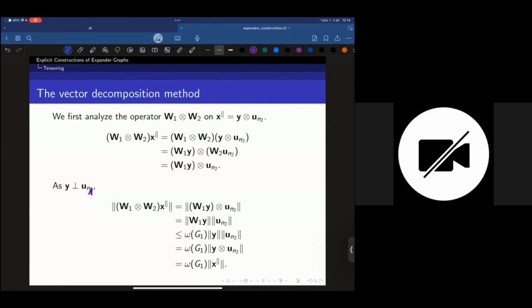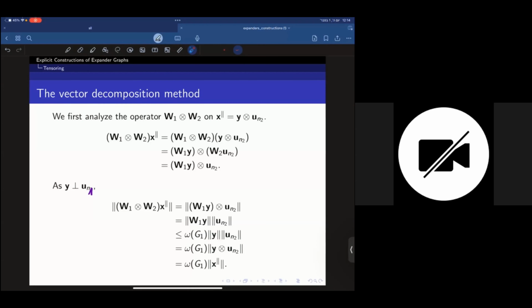Y lives in n1 dimensions. W1 works in n1 dimensions. So Y is perpendicular to the all ones vector, so W1 will shrink it. Right? W1 times Y, the norm will be at most omega of the corresponding graph. That's good, that's what we want to see. Of course, leaving Y as is, I don't know what the norm of Y is.